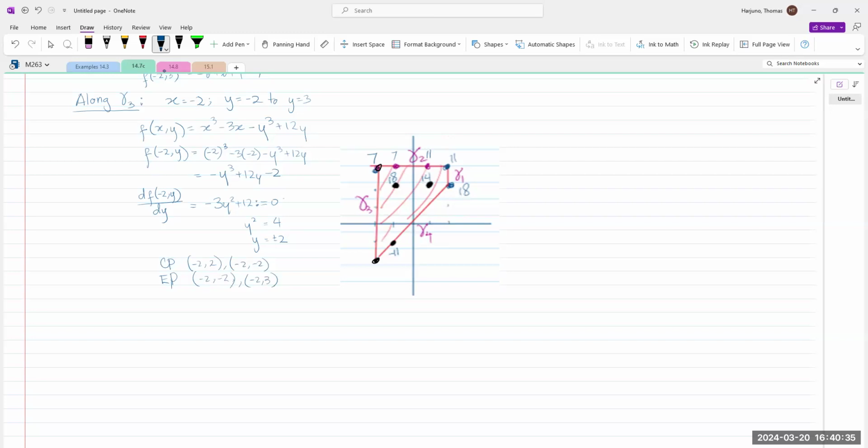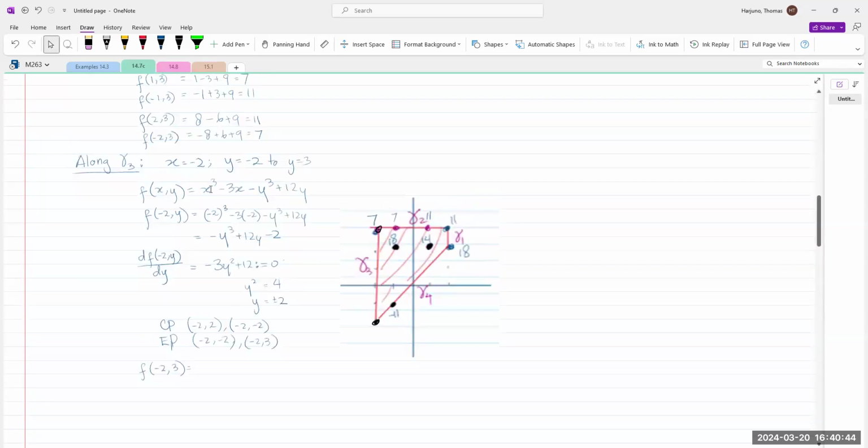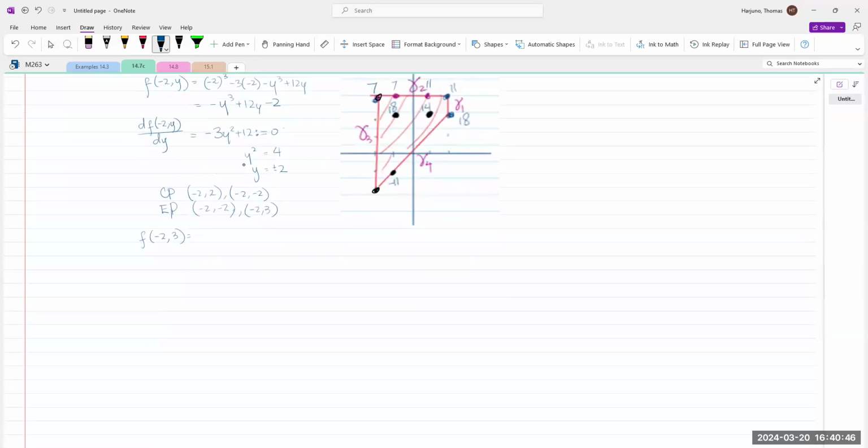And I think we already computed f(-2, 3), right? f(-2, 3) is equal to, we have that here, 7. Okay, f(2, 2), let's see. That will be negative of 2 cubed plus 12 times 2 minus 2. Negative 8 plus 24, that's 16. Minus 2, that's 14.